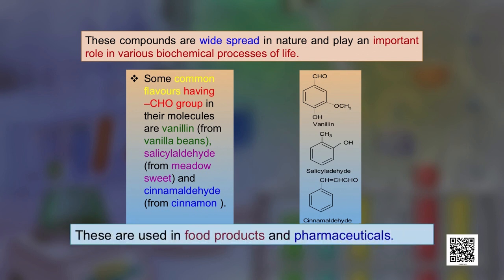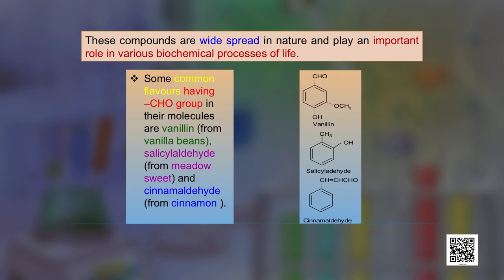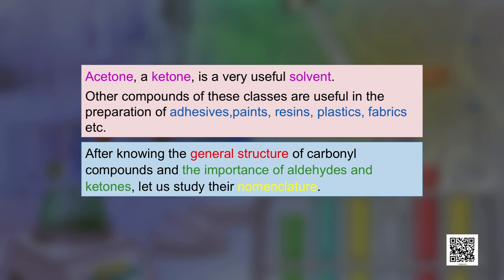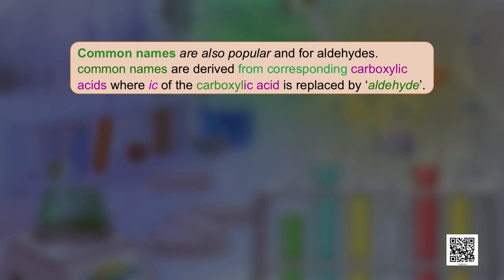These are used in food products and pharmaceuticals. Acetone, a ketone, is a very useful solvent. Other compounds of these classes are also useful in the preparation of adhesives, paints, resins, plastics, fabrics, etc. After knowing the general structure of carbonyl compounds and the importance of aldehydes and ketones, let us study now about their nomenclature. There are 2 systems of nomenclature of aldehydes and ketones. These are common names and the IUPAC names.